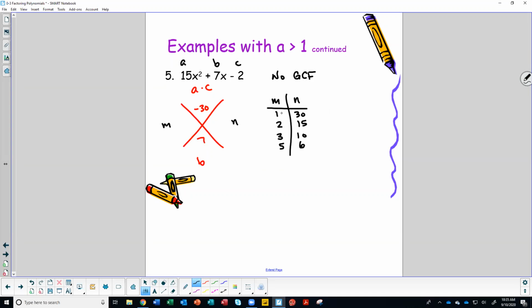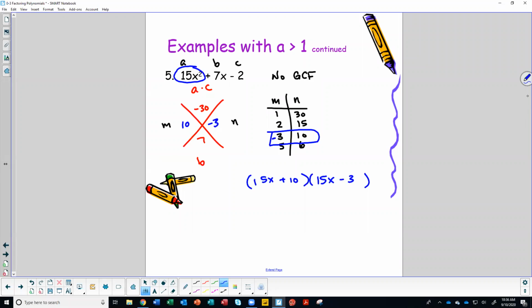1 and 30 cannot be 7. 2 and 15 cannot be 7. 3 and 10 can. I can get 7 from these two numbers by saying 10 minus 3. So 10 minus 3. Those are my two numbers. So again, I take my A term and I split the power. So it's 15x and 15x, and then plus 10 and minus 3.